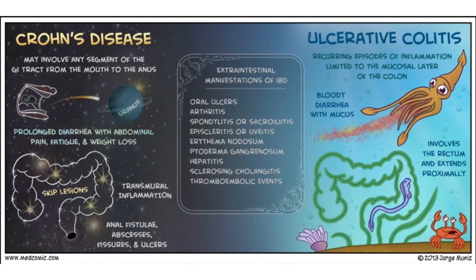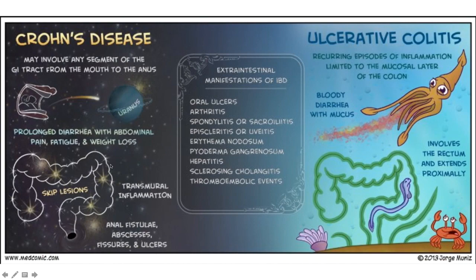Inflammatory bowel disease, ulcerative colitis versus Crohn's. These are the salient features here. Crohn's disease, as we say, may involve any segment of the GI tract from the mouth through to the anus. It presents with prolonged diarrhea with abdominal pain, fatigue, and weight loss. The characteristic thing is that it involves skip lesions here, there, and everywhere. Right? Transmural inflammation, and it's often associated with anal fistulae, abscesses, fissures, and ulcers.